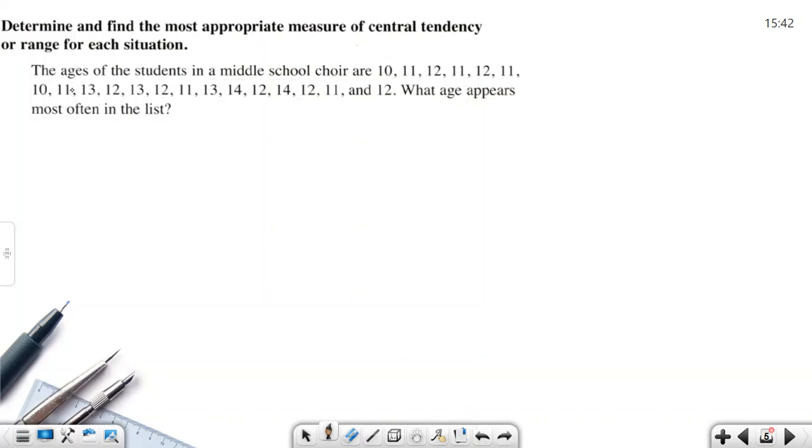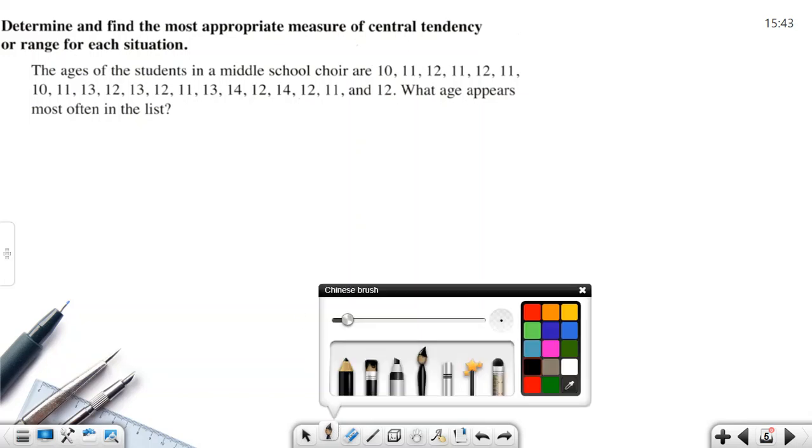Let's continue from here. The ages of the students in the middle school cohort are 10, 11, 12, 11, 12, 11, 10, 11, 13, 12, 13, 12, 11, 13, 14, 12, 14, 12, 11, and 12. What age appears most often? If you ask what appears most often, it's asking for the most repeated number, the most occurring number. So it's asking about the mode.